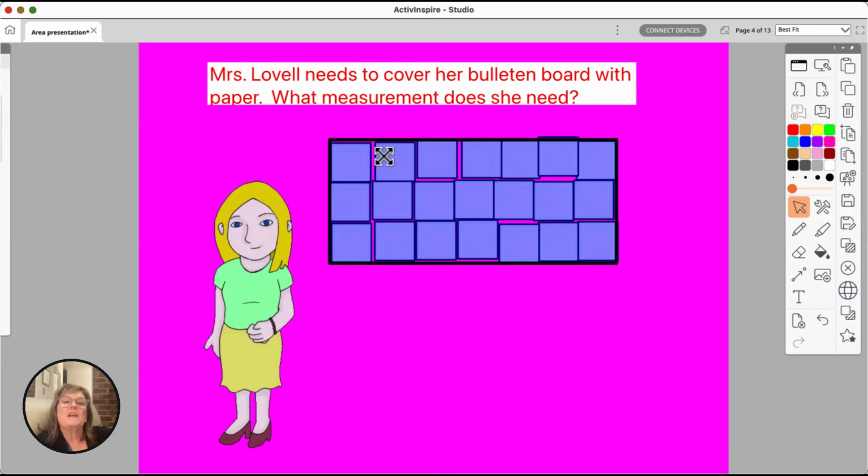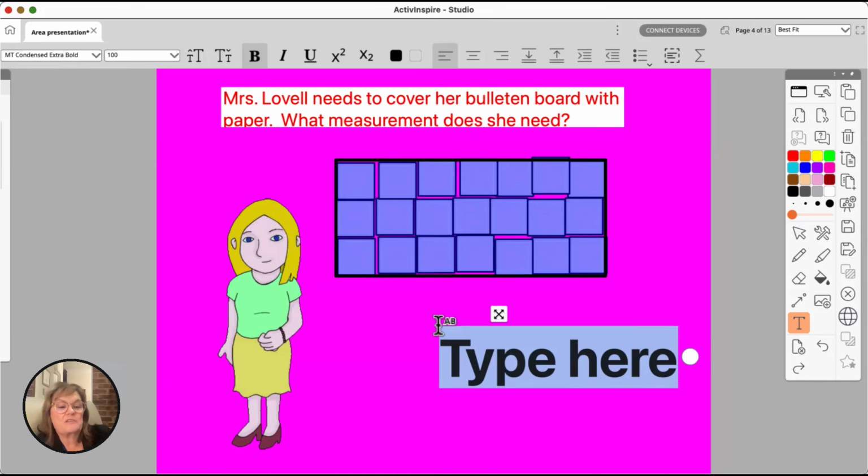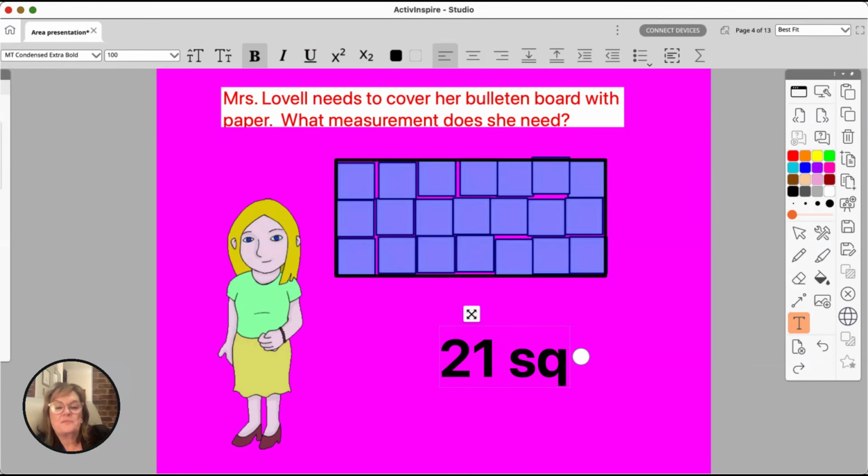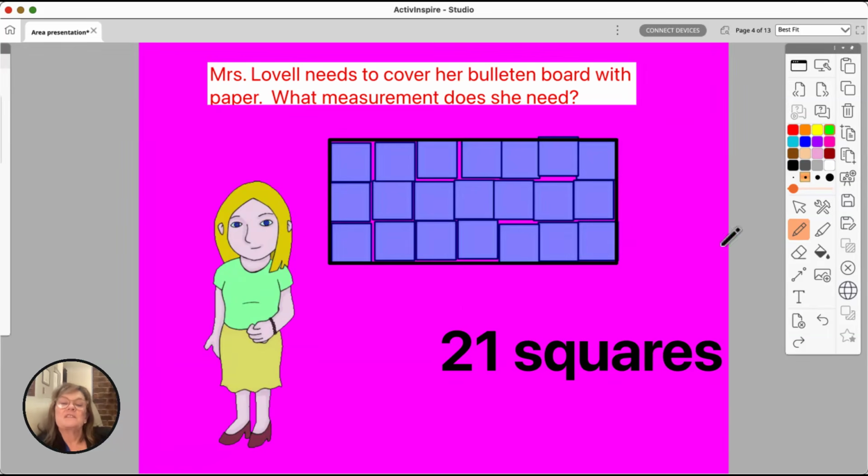Let's count them. 1, 2, 3, 4, 5, 6, 7, 8, 9, 10, 11, 12, 13, 14, 15, 16, 17, 18, 19, 20, 21. So I would need 21 squares to cover my bulletin board. Now, let's notice something else. If I count down here, I have 3 rows. If I count across here, 1, 2, 3, 4, 5, 6, 7, I have 7 columns.